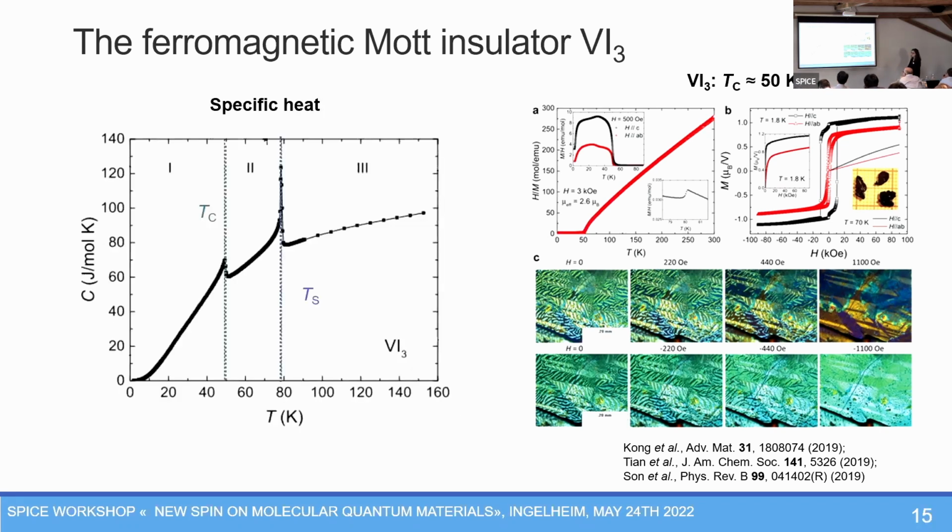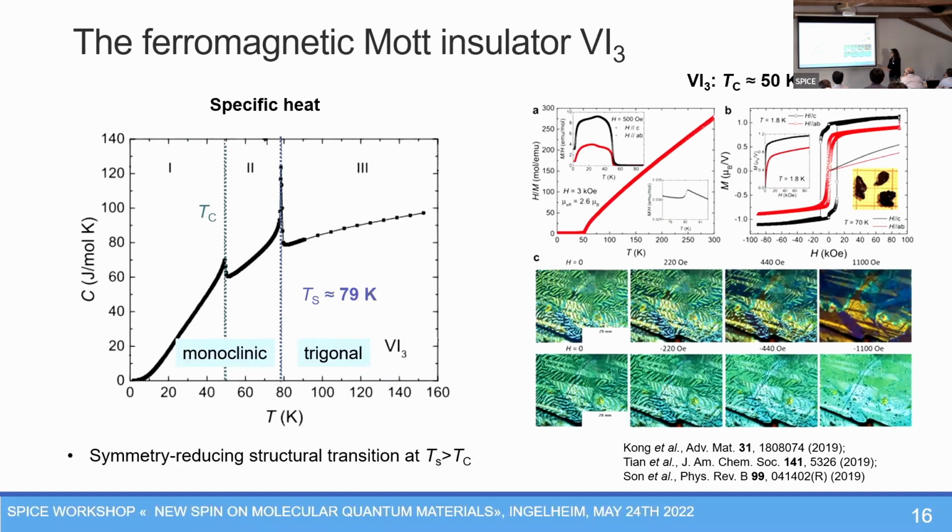Now, this is the published specific heat data of this compound. You see 2 anomalies. This one here is the one associated with the ferromagnetic transition. And the upper one here is actually a structural transition, which occurs in this compound at 80 Kelvin. There was some debate about what the 2 types of structures here are, but I think there is now, to some extent, some consensus that the crystal structure changes from trigonal to monoclinic as we go through this transition. So in other words, the ferromagnetic transition here in this compound actually occurs in the monoclinic phase and not in the trigonal phase.